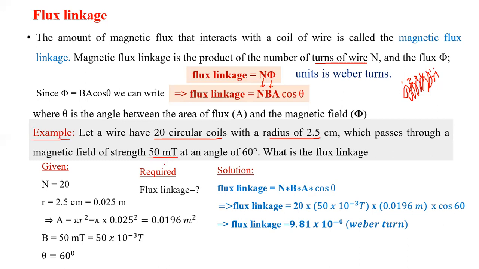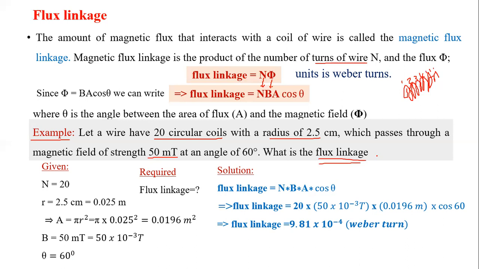B is equal to 50 millitesla. Milli means 10 to the power of minus 3, so 50 times 10 to the power of minus 3 tesla, at an angle of 60 degrees. Theta is given. What is the flux linkage? Let's find the flux linkage.